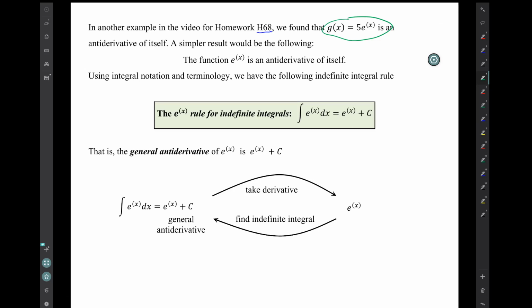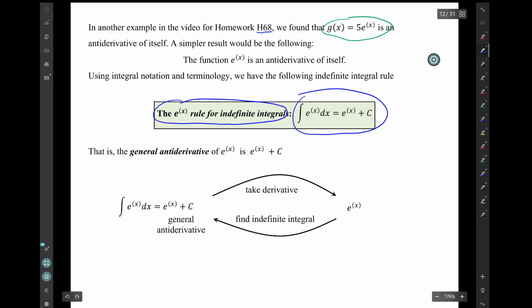In another example from the video for homework 68, we found that this function, little g of x, is an antiderivative of itself. A simpler result would be the following. The function e to the x is an antiderivative of itself. Using integral notation, we would have this indefinite integral rule. I would call it the e to the x rule for indefinite integrals. The indefinite integral of e to the x is e to the x plus c.